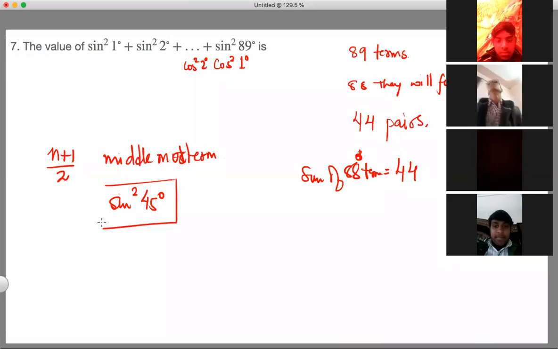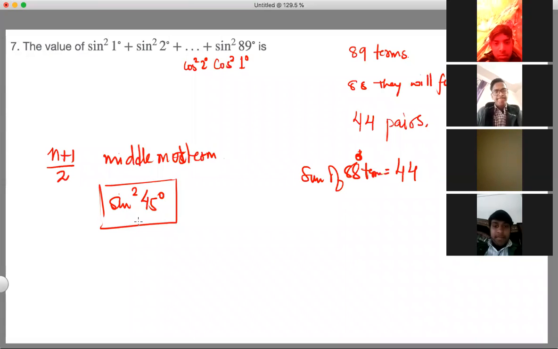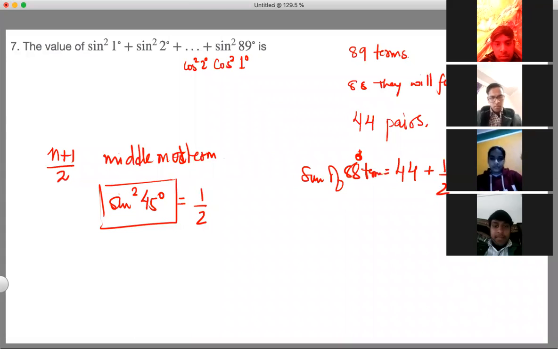इसकी वैल्यू हमें पता है क्या होगी? इस टर्म की वैल्यू क्या होगी? स्क्वायर ऑफ 1 by root 2, right? So this is 1 by 2. तो plus half. So 44 and a half. ये है सम इसका. You understood? Now this, I mean, I would possibly do it this way. It is faster and it works, right?